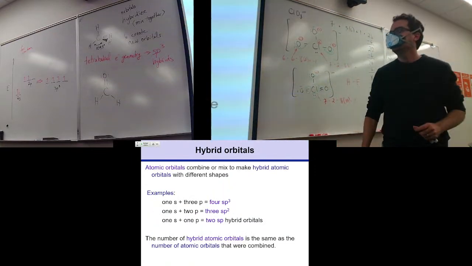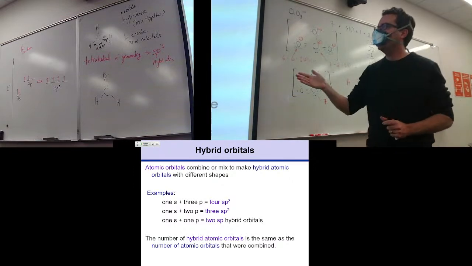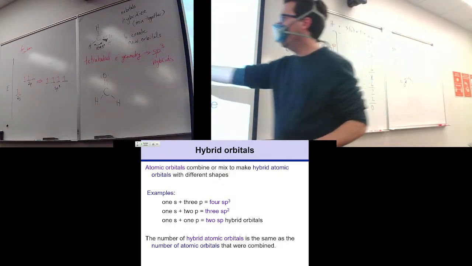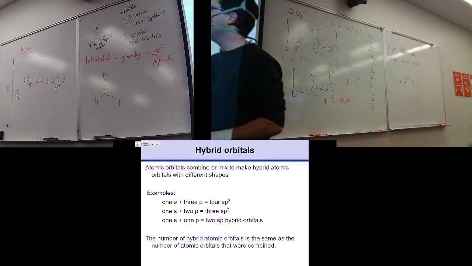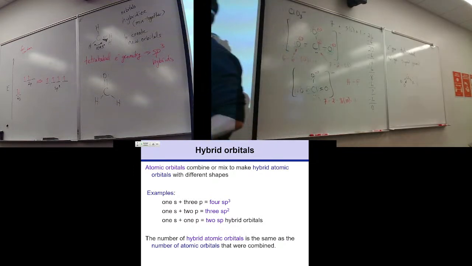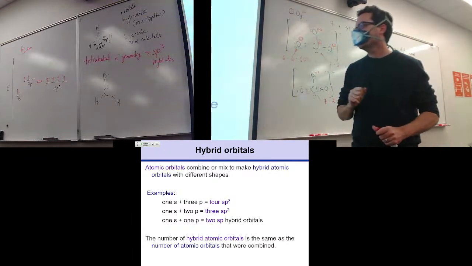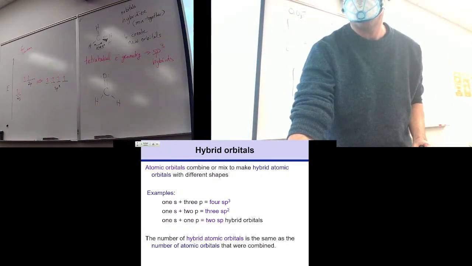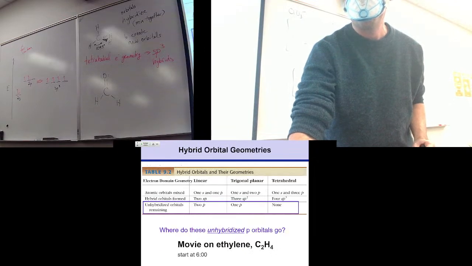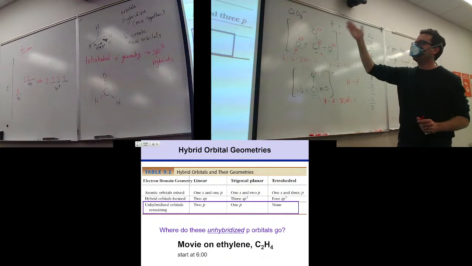So, bottom line, sp3 hybridization, it's an s and 3 p's mixed together. That's 4 orbitals. So you get 4 sp3 hybrids. With sp2 hybridization, you get 3. With sp hybridization, you only get 2 of them. All right, and they correspond to the shapes, the electron geometry of the molecule. There you go. So linear, trigonal planar, tetrahedral.